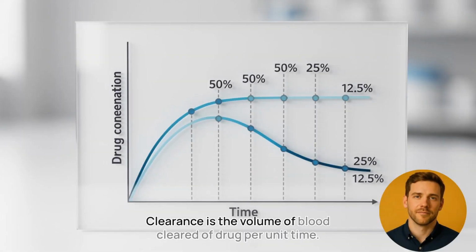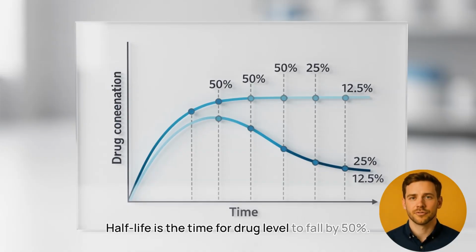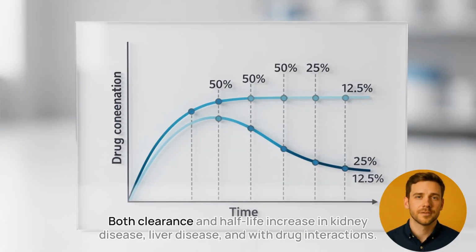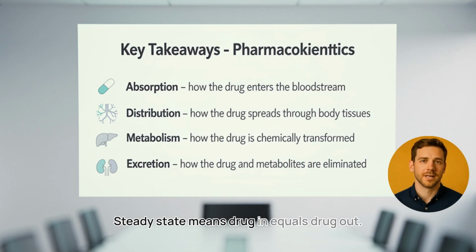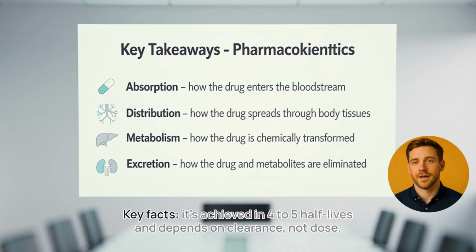Clearance is the volume of blood cleared of drug per unit time. Half-life is the time for drug level to fall by 50%. Both clearance and half-life increase in kidney disease, liver disease, and with drug interactions. Steady state means drug in equals drug out. Key facts: it's achieved in 4 to 5 half-lives and depends on clearance, not dose.